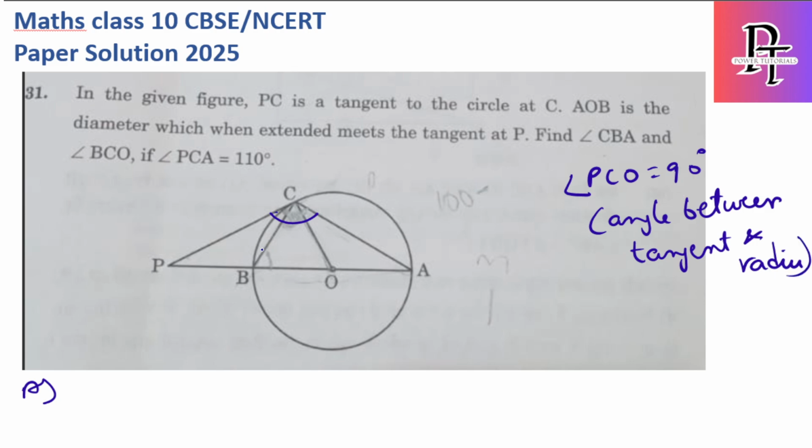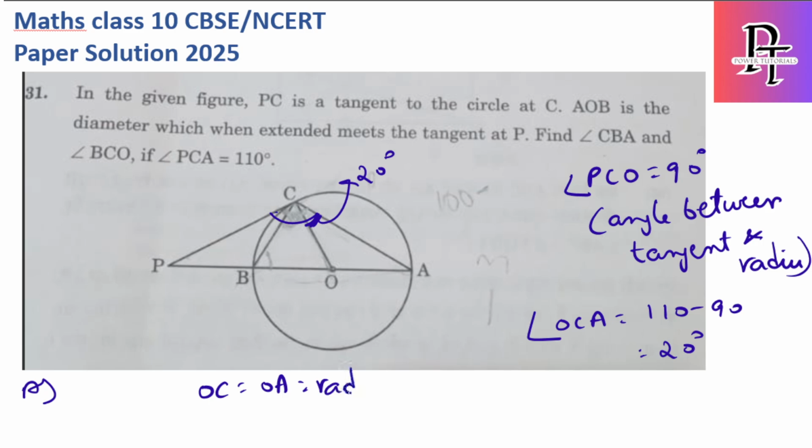Okay, PCO is 90, so I can say angle OCA is equal to 110 minus 90, which is 20 degrees. Now I got this angle, this angle is 20 degrees. If you understand here, OC is equal to OA is equal to radius. If sides are equal, then the opposite angles are equal. So this angle and this angle will be 20. So hence angle CAO is also equal to 20 degrees.